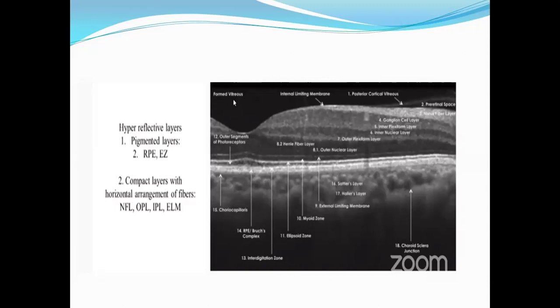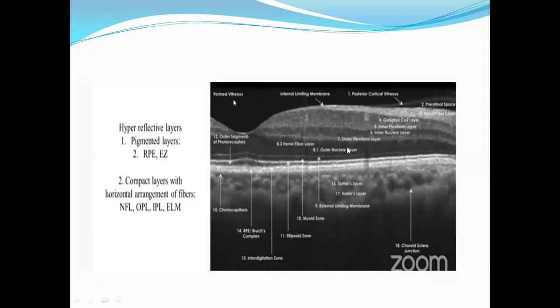And then the layers which have a horizontal arrangement of fibers in a compact manner, essentially the nerve fiber layer and the plexiform layers, the inner and outer plexiform layers, all appear hyperreflective on OCT. Then we come to the hyporeflective layers. These are the cellular layers devoid of fibers, mainly the ganglion cell layer, which is a cellular layer, and the nuclear layers, the inner nuclear and outer nuclear layer. The ganglion cell layer appears slightly black, so it is hyporeflective. The inner nuclear layer is hyporeflective, and this large outer nuclear layer is hyporeflective.